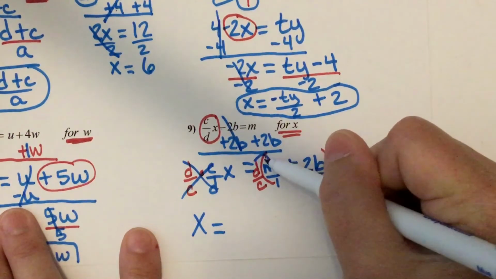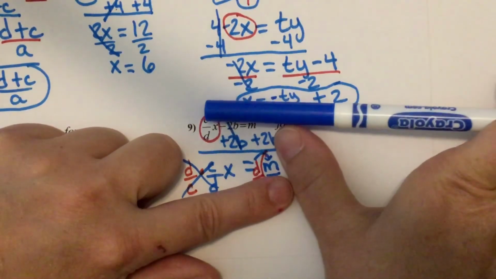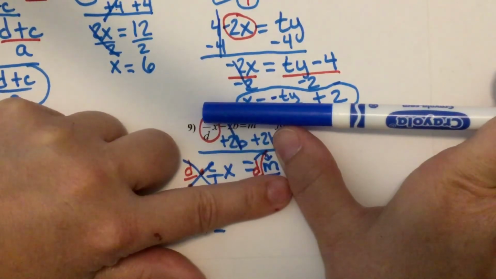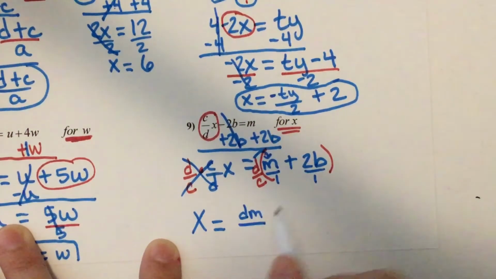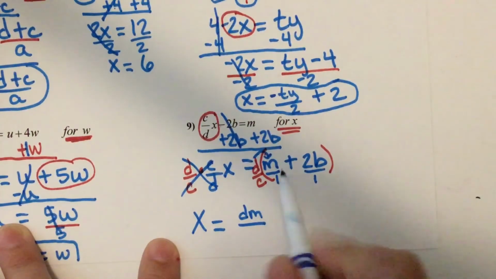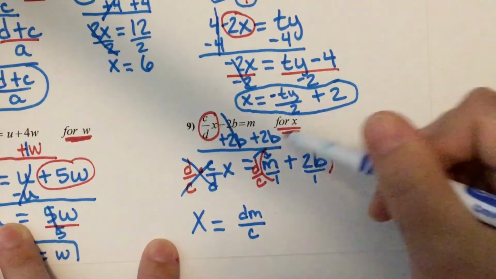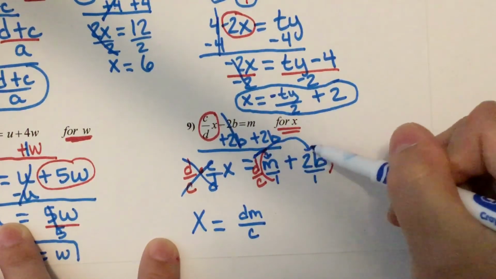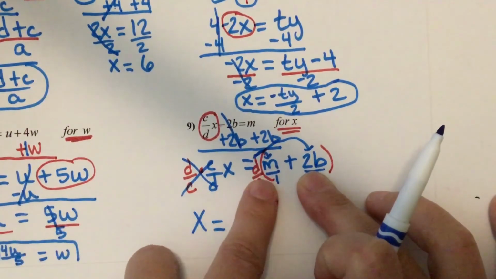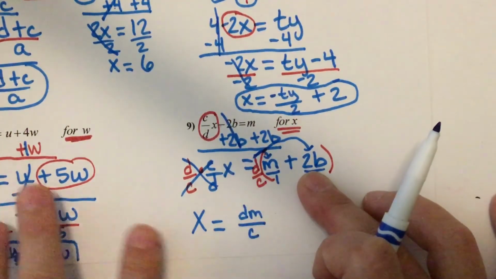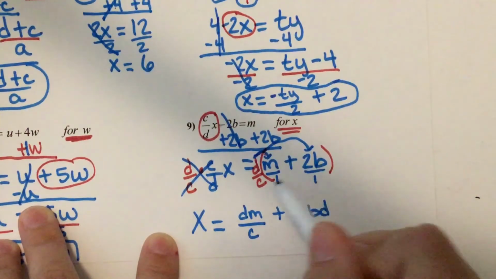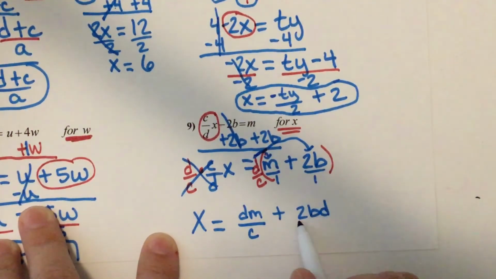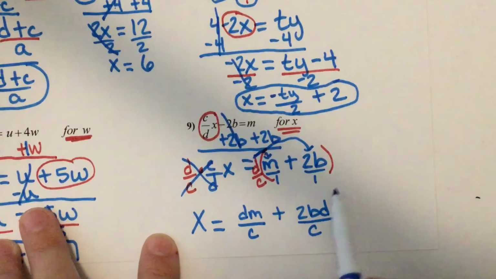So when I multiply these, remember you multiply straight across, straight across. So d times m is just dm, put your fraction bar, and c times 1 is just c. Now let's multiply the d over c times the 2b. So when I multiply d times 2b, that would be a positive 2bd. Remember, you put your letters alphabetical. And then when I multiply the denominators, c times 1, that's just c. And that's my answer.